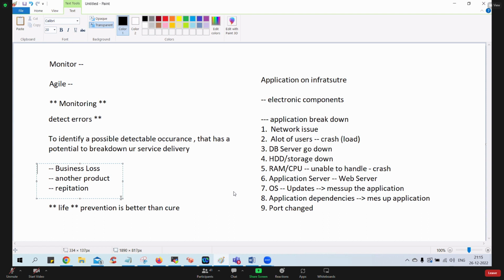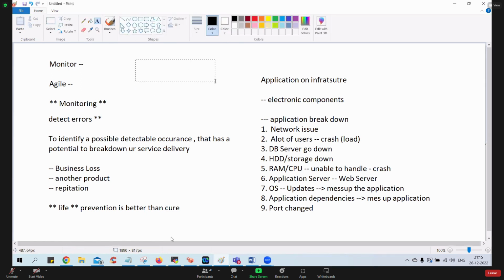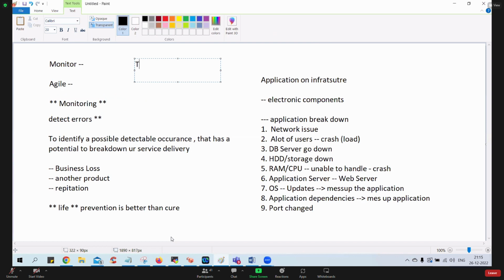To overcome all these headaches, a concept has emerged called monitoring. So we keep an eye. We have a lot of tools in the market which keep an eye on the application, on the storage, on the OS updates, and on the network fluctuations. They keep on sending the information that, okay, so and so is going on. So please take the action.